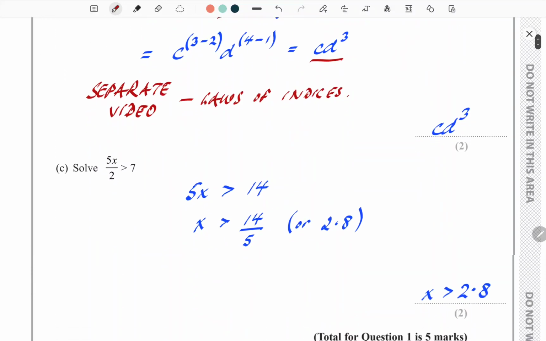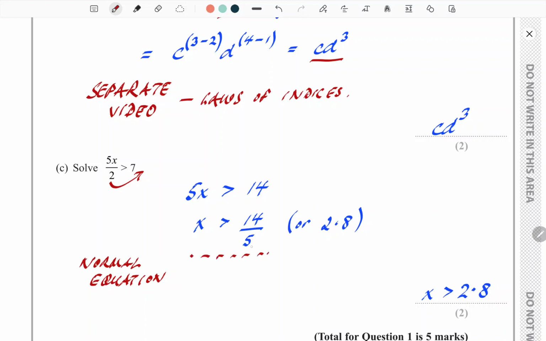Okay. Next question. Part C. Solve 5x over 2 greater than 7. Treat it like a normal equation, as if though there's an equal sign, all right? And solve it exactly the same way, but just leave the greater than sign where it is. So 5x over 2 is greater than 7, so we move the 2 across to that side, multiply by it, 7 times 2, so that's 14. And so x is greater than 14 over 5, so divide by the 5, okay, that way.